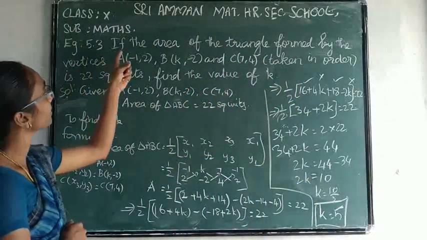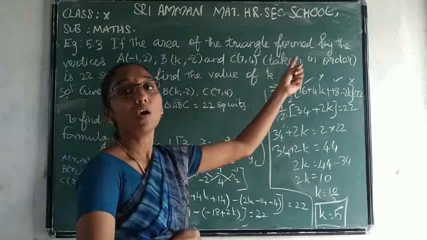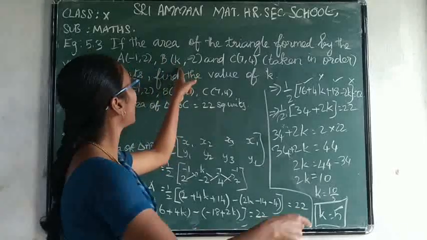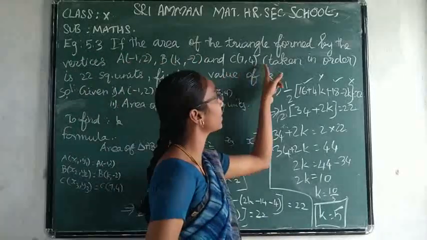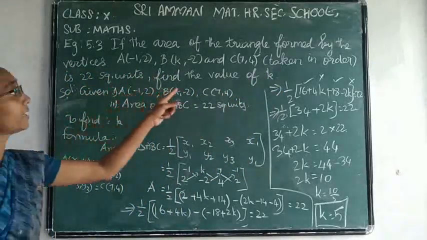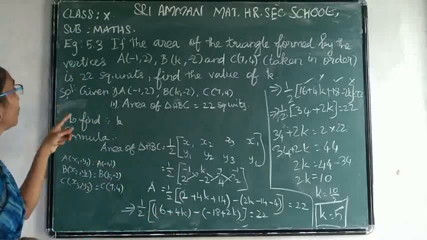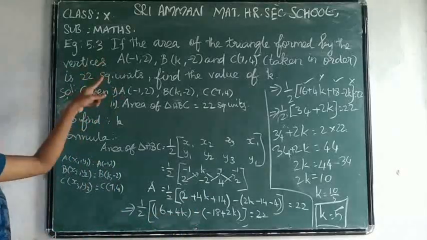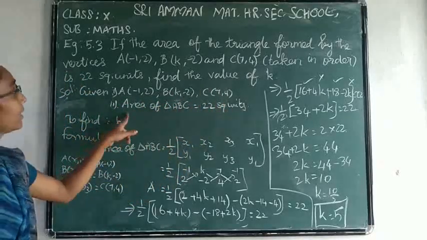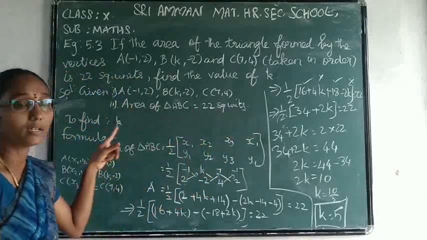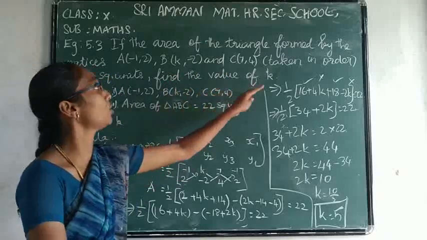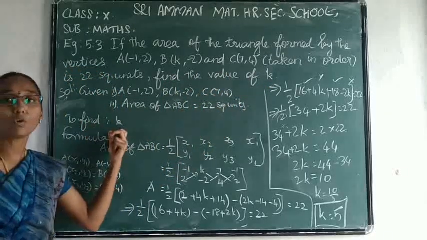Once again I will say: if the area of the triangle formed by the vertices A of minus 1 comma 2, B of k comma minus 2 and C of 7 comma 4 taken in order is 22 square units, find the value of k. Given the points A, B and C, and the area of the triangle ABC. We want to find the value of k.